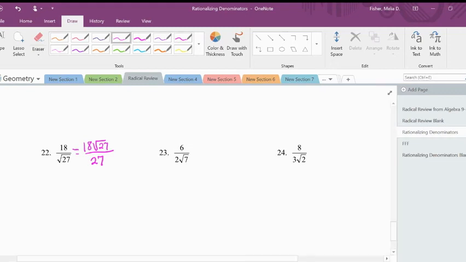Now I need to ask myself if this can be reduced at all, and I know that 18 and 27 can both be divided by 9. So if I divide this by 9, it becomes 2. If I divide this by 9, it becomes 3. And so my final answer would be 2 square root 27 over 3.